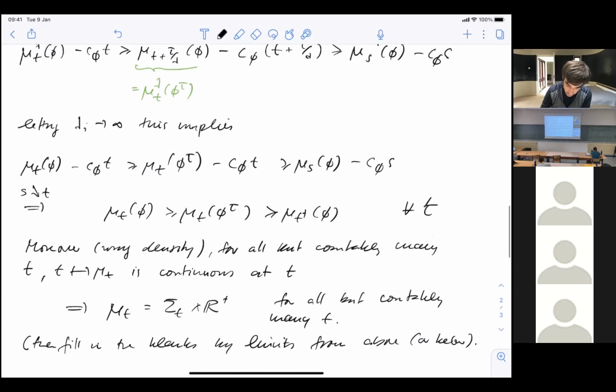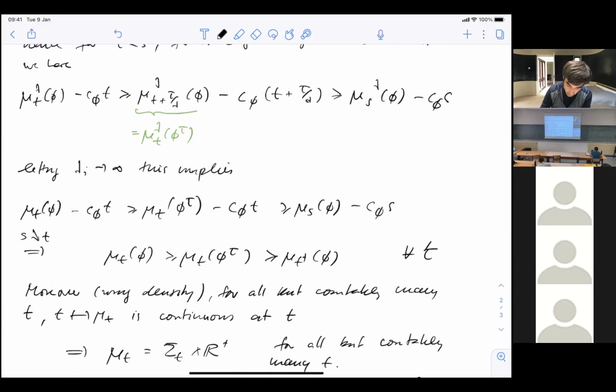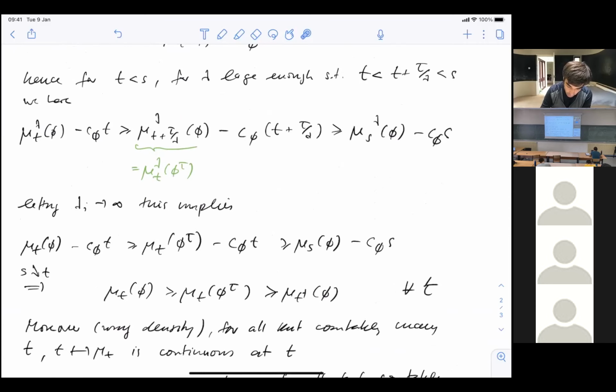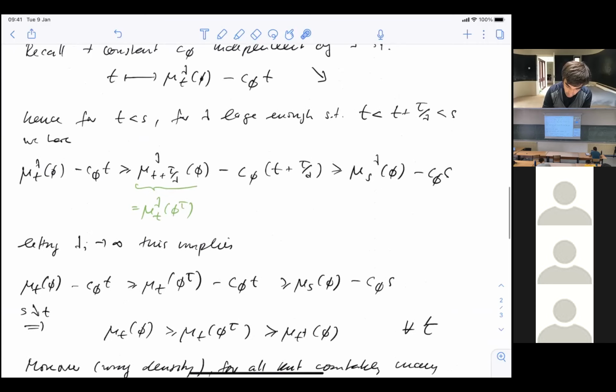You see the translation again using, so the crucial point is to use this monotonicity together with knowing that the solutions before are translating solutions. Yeah?